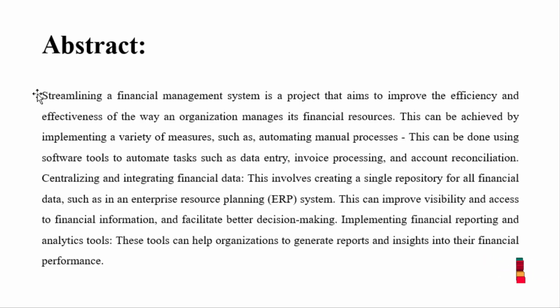Abstract. Streamlining a financial management system is a project that aims to improve the efficiency and effectiveness of the way organizations manage their financial resources. This can be achieved by implementing a variety of measures, such as automating manual processes using software tools to automate tasks such as data entry, invoice processing, and account reconciliation. Centralizing and integrating financial data.